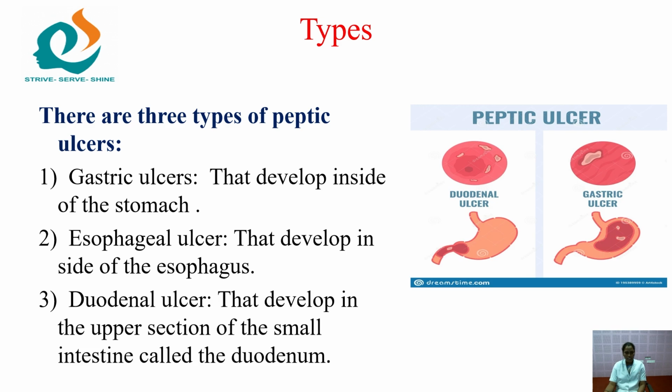Then the esophageal ulcer develops on the inside of the esophagus. That is a lesion developed in the esophagus, and that is called esophageal ulcer. Then the third one is the duodenal ulcer. The duodenum is the first part of the small intestine, and a lesion developing in the upper section of the first part of the small intestine is called duodenal ulcer.